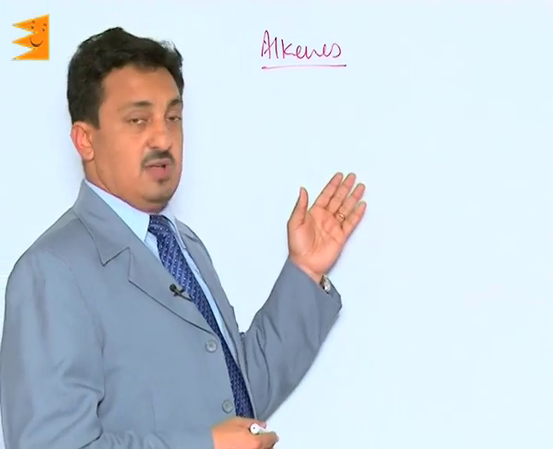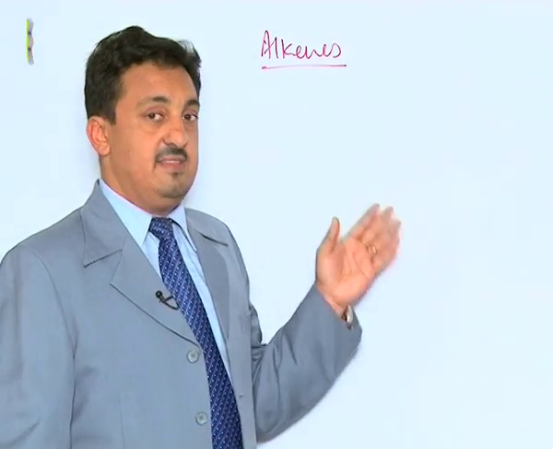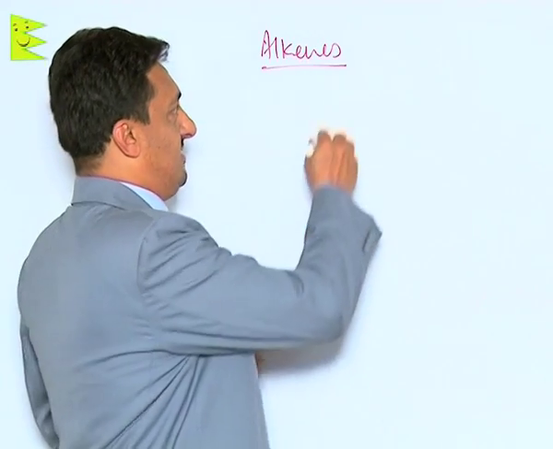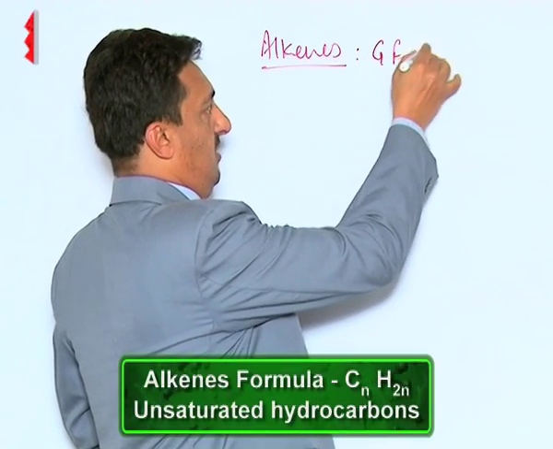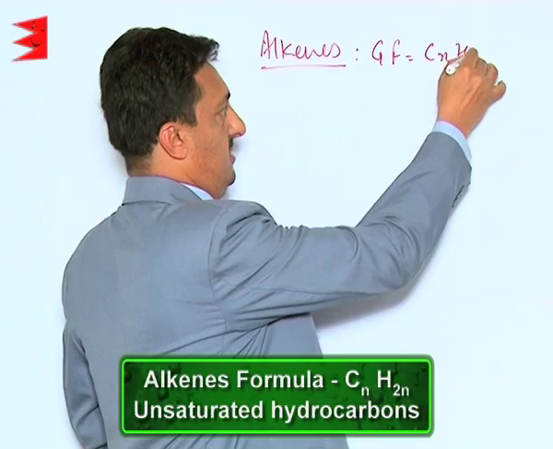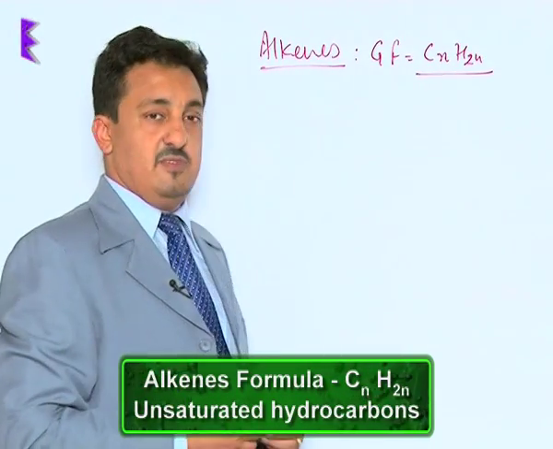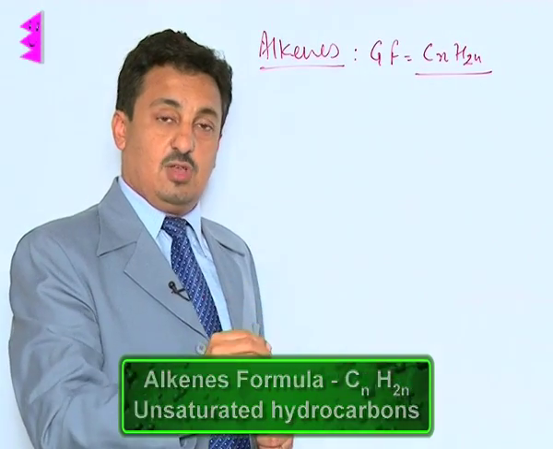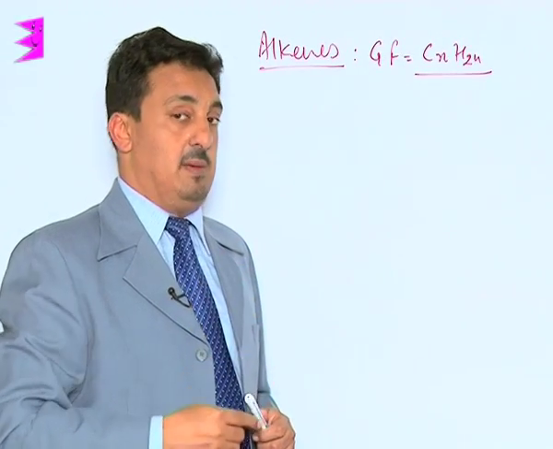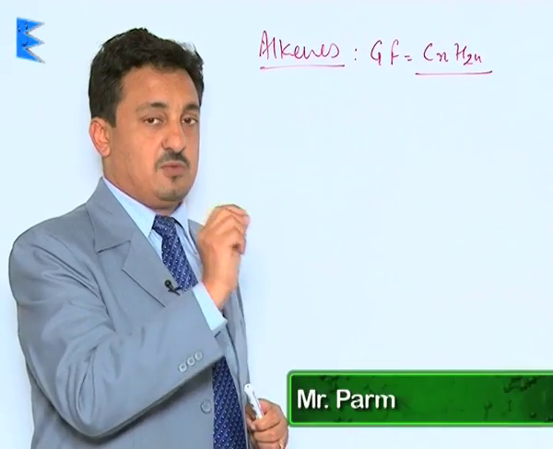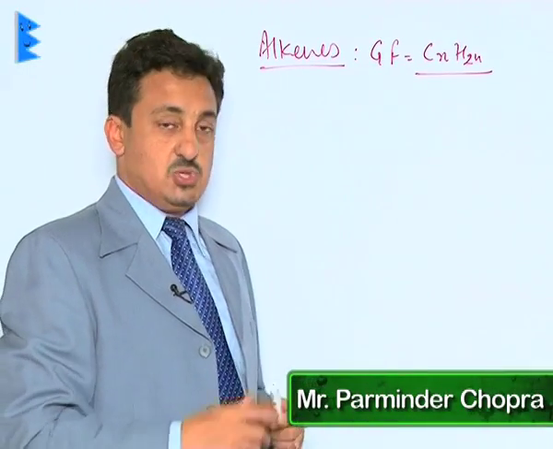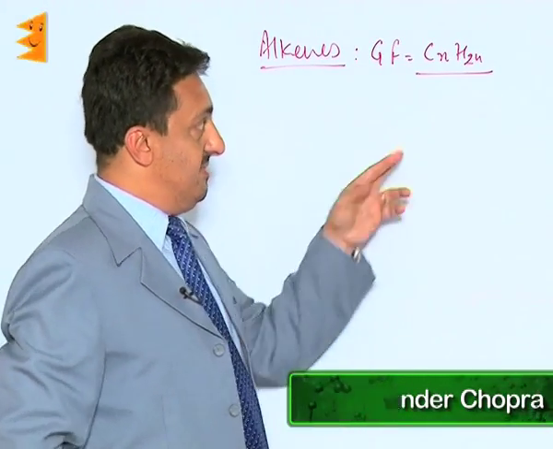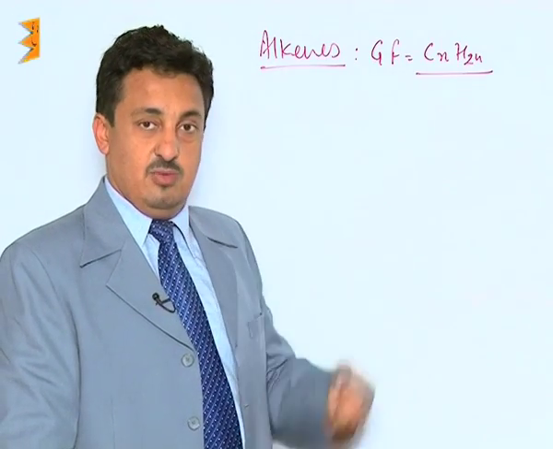The next type of hydrocarbons are called alkenes. We know that alkenes have a general formula of CnH2n. They are the first of the types of unsaturated hydrocarbons we have. So we define alkenes as those hydrocarbons which contain at least one double bond. At least one double bond. So that's the most important thing about the alkenes. CnH2n is their general formula.